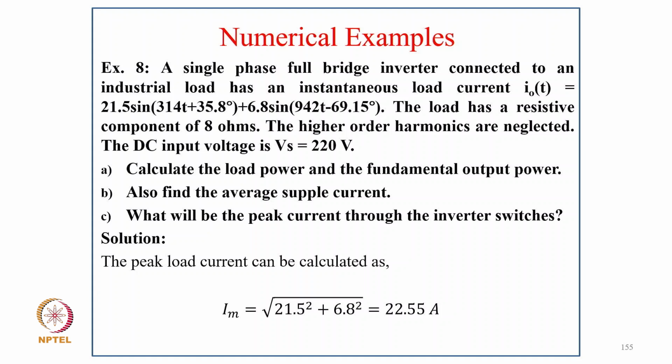Now coming to example 8. A single phase full bridge inverter connected to an industrial load having an instantaneous load current equal to 21.5 sin 314t plus 35.8 degree plus 6.8 sin 942t minus 69.15, and the load has a resistive component of 8 ohm. The higher order harmonics are neglected. The DC voltage is Vs equal to 20 volt. Calculate the load power and the fundamental output power, also find the average supply current, and what will be the peak current through the switches.